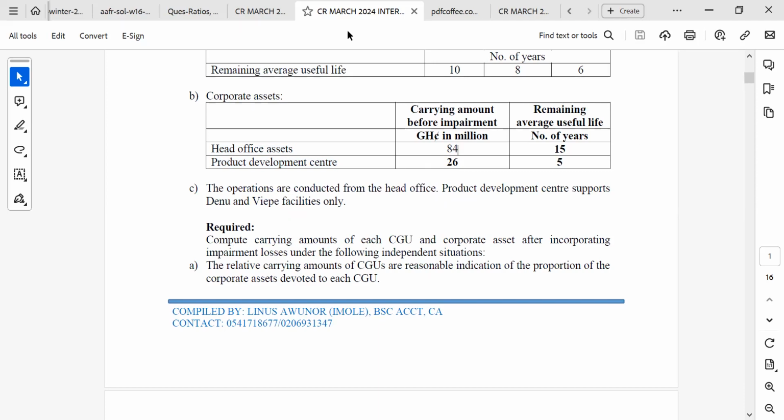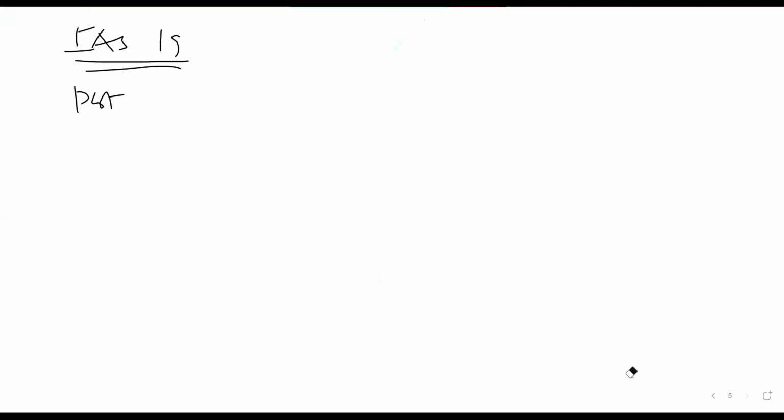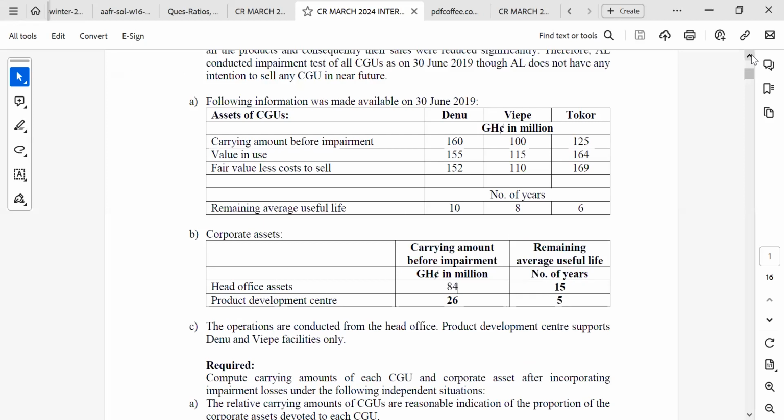It can be shared to them based on their carrying value. Okay, let's look at how we normally do that. Let's take our individual CGUs one by one. For the purpose of this one, I'll be using D, V, and T. Let's look at their own assets. What is the value of their own assets? We have to find the total value of them.